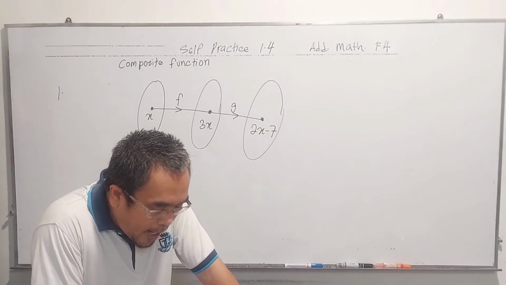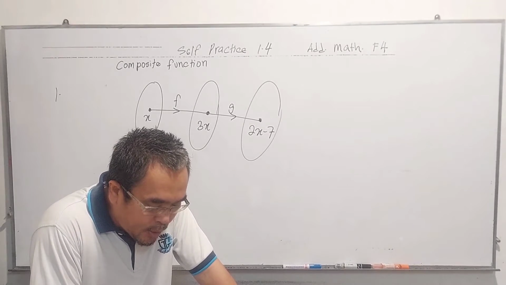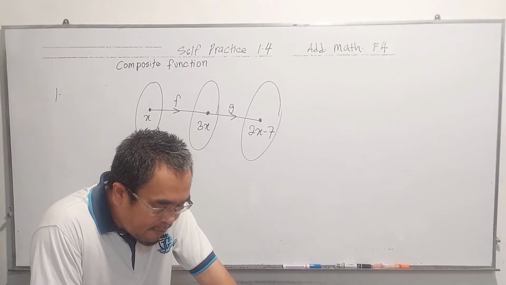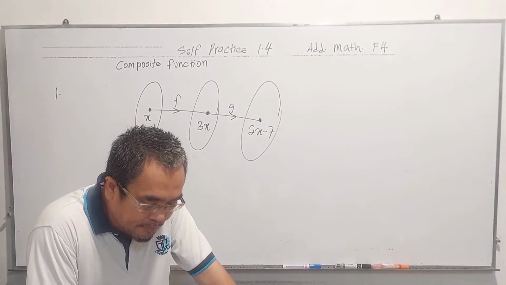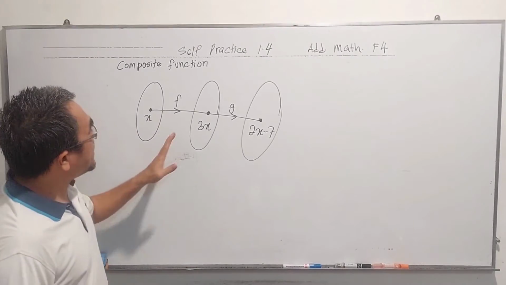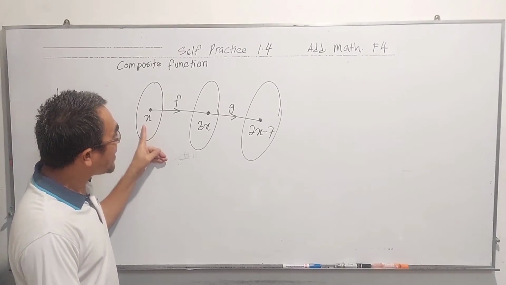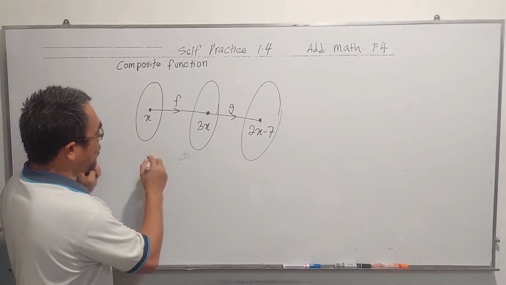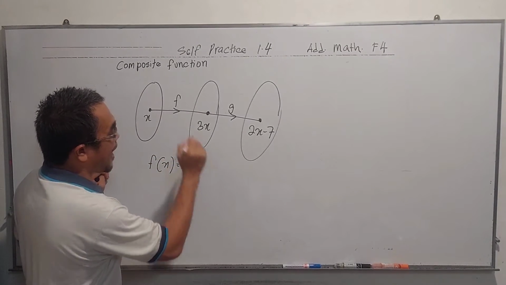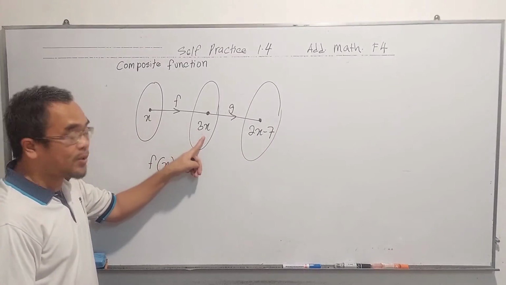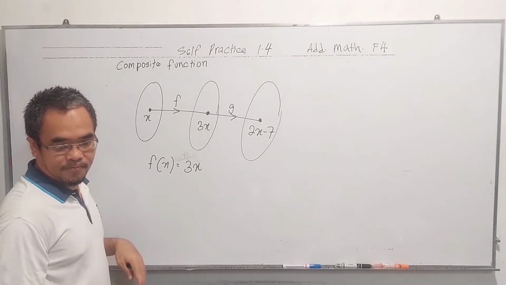Okay, in the arrow diagram on the right, function f maps set P to set Q, and function g maps set Q to set R. So from the diagram, it started with x, then f maps x to 3x. So f of x will be 3x.